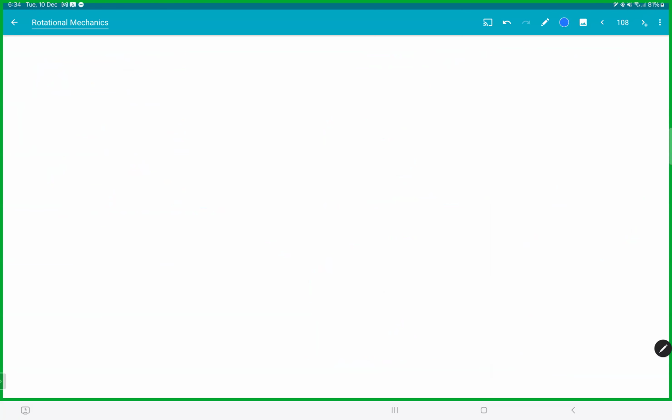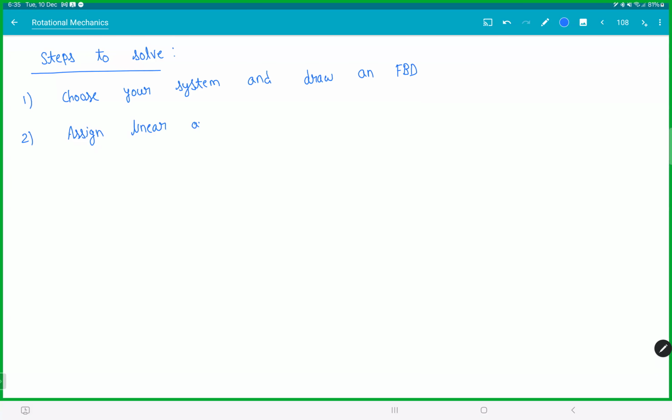So there, now you know the no slipping condition, you know all the basics now. So let's see how you solve equations. Steps to solve. Step 1, choose a system, draw your free body diagram. Standard one. Step 2, assign linear and angular accelerations.